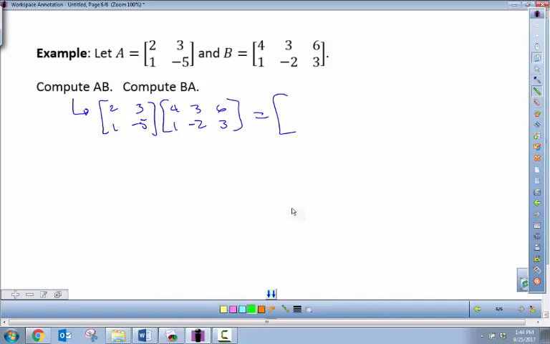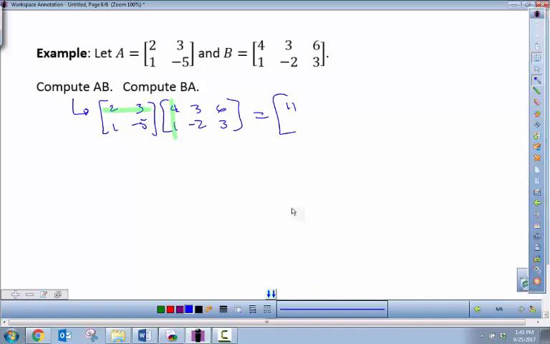here's what we could do. Remember, for the first matrix we're always looking at the rows, and we're going to match them up with the columns of the other matrix, right? So in my first entry, I'm going to have (2, 3) dotted with (4, 1). So 2 times 4 is 8, and then 3 times 1 is 3, and that's 11. Is that right? Okay, so 8 plus 3 is 11. That's my first component.